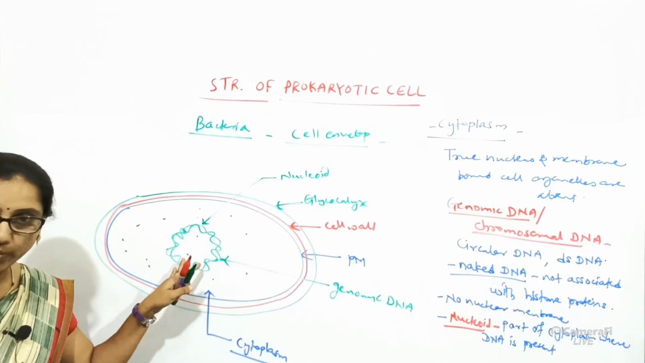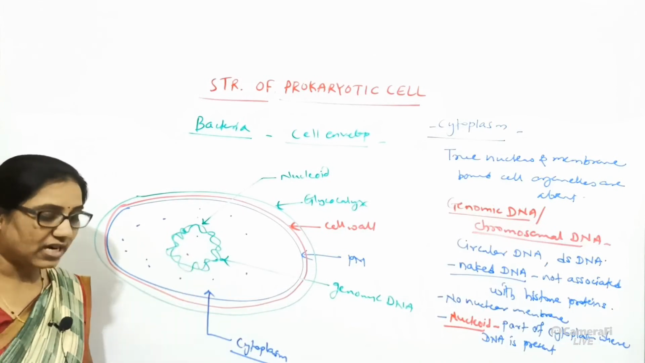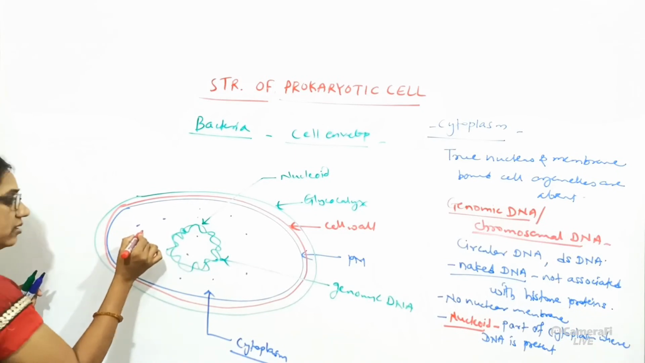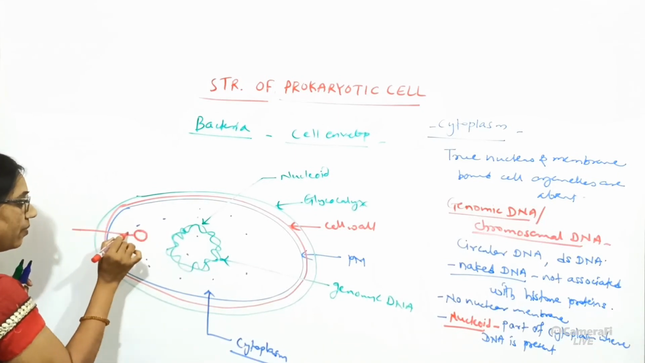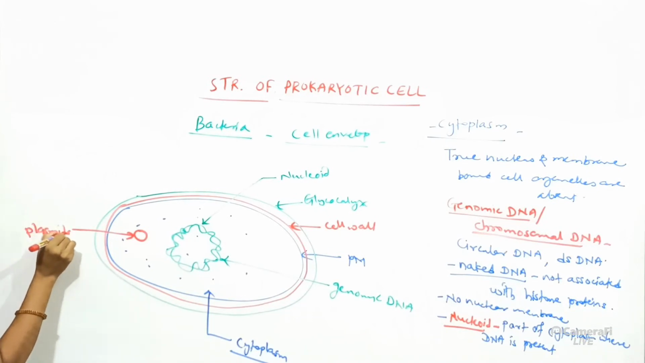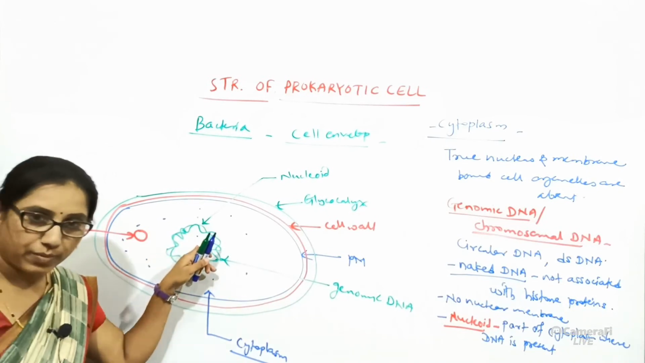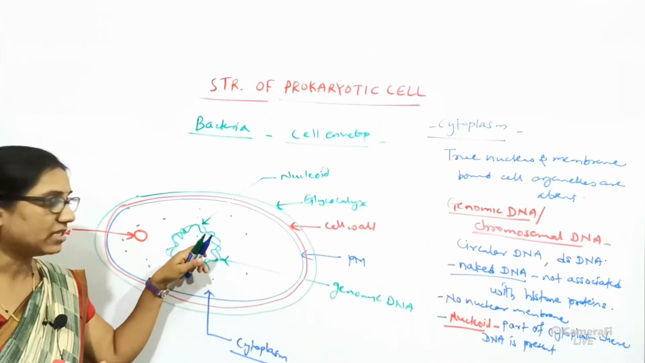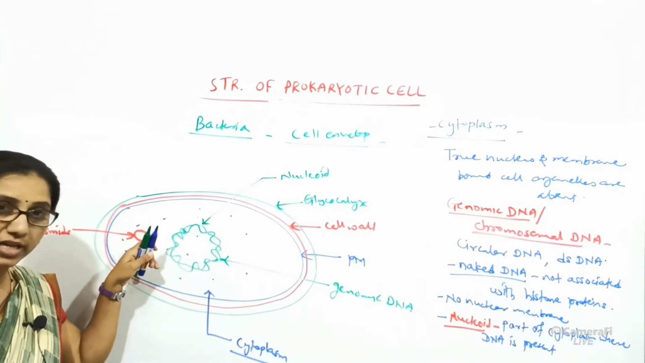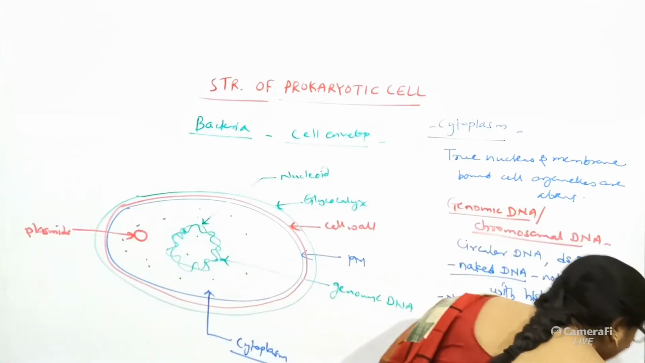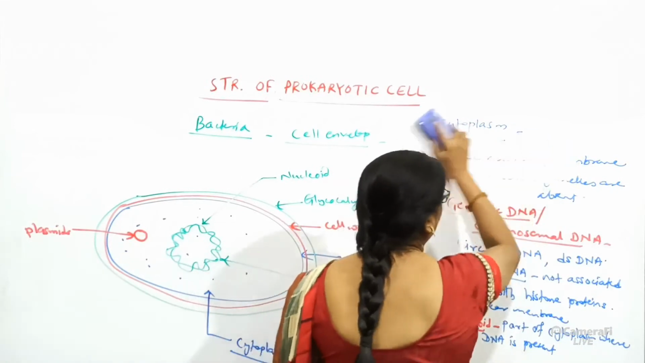Along with this genomic DNA, some extra DNA are there, and what are these extra DNA called? These are called plasmids. Now we are going to study the plasmids. So along with the bulk DNA, the major DNA or chromosomal DNA, some extra, additional DNA molecules are present. These are called plasmids.